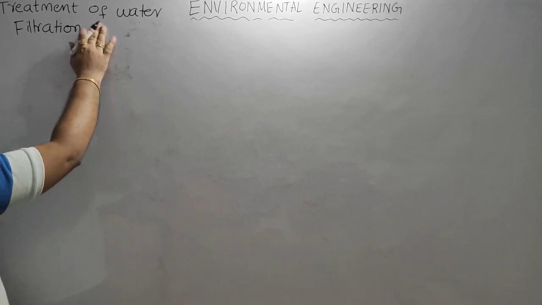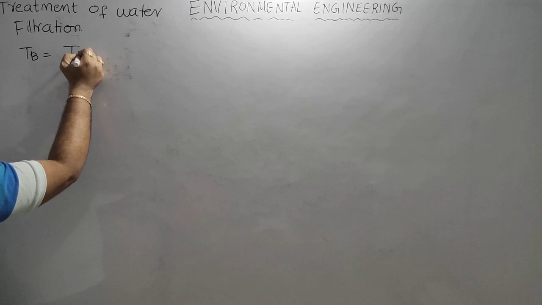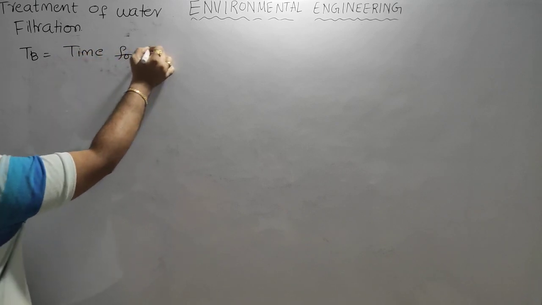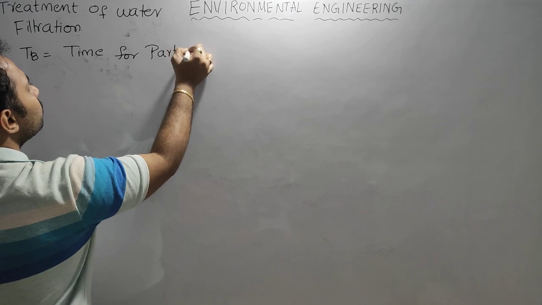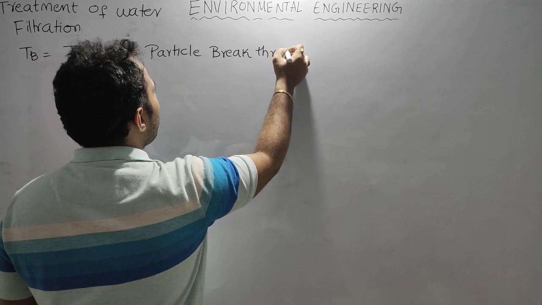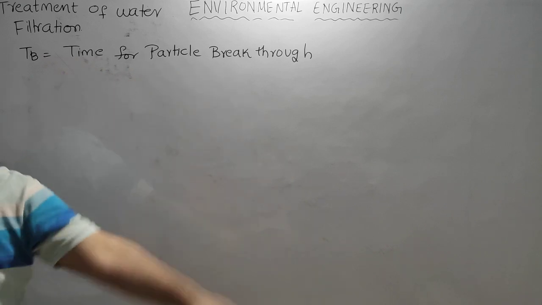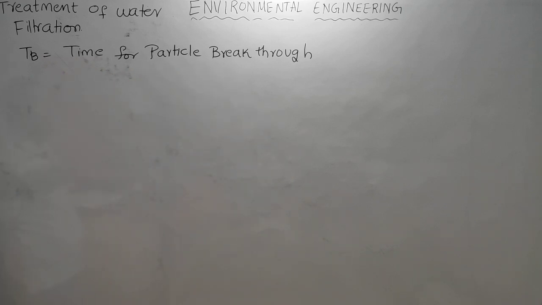So first of all, when do we need to clean the filter, and how will we know? We will know from 2 factors. One is the time of particle breakthrough. TB is the time for particle breakthrough. So what is meant by time for particle breakthrough? The name itself is saying it.